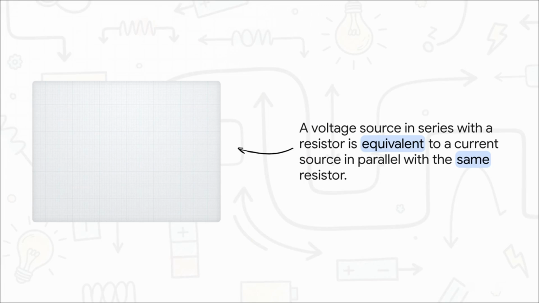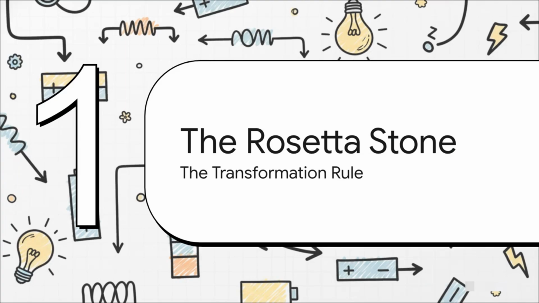And this right here is the core concept. These two configurations are electrically equivalent. That means from the outside, from the perspective of anything you connect to those two terminals, you absolutely cannot tell the difference. They behave identically. So if they're the same, how do we actually convert between them? Let's dive into the Rosetta Stone for this whole process, the transformation rule itself.